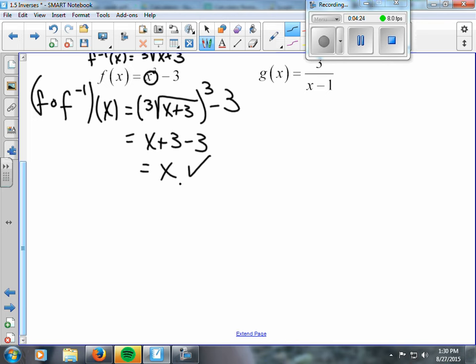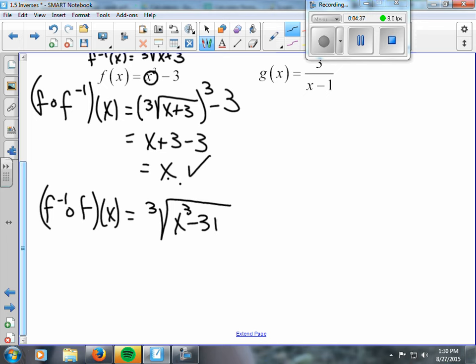Input and output same. All right, now let's do f inverse of f. So now into my cube root function, I'm going to replace the x with x cubed minus 3. Now my minus 3 and plus 3 cancel, and I get the cube root of x cubed, which is the nice, beautiful x. I'm going to leave the second example for you to do.